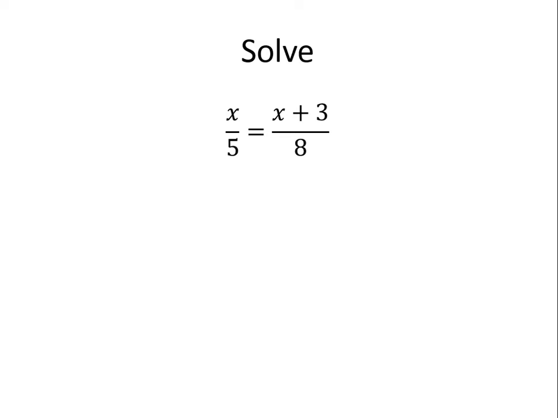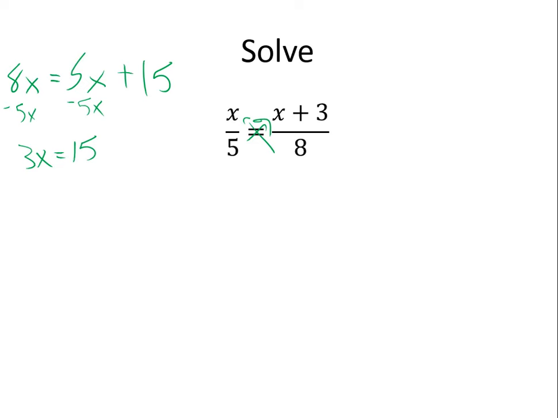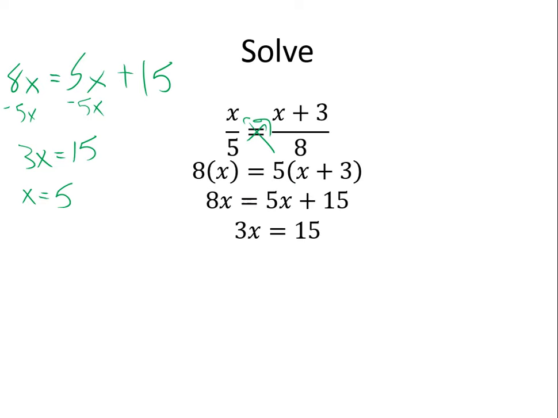So let's look at this one. So again, we're going to cross multiply, which gives us an 8x is equal to 5x plus 15. Make sure you distribute to both parts. Minus 5x, minus 5x, and then all you're doing is you just solve for x. 3x is equal to 15, which means that x must equal 5. And now if we plug 5 into this, we get 5 over 5, which is 1. 5 plus 3 is 8. 8 over 8 is also 1. So your answer would be 5.